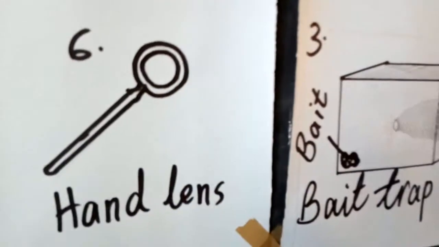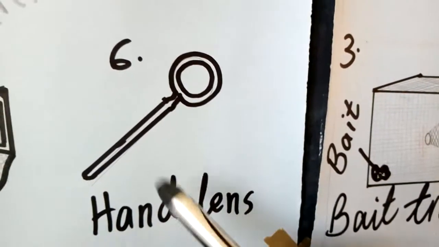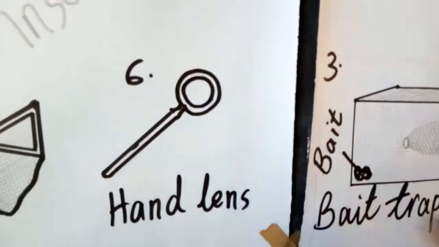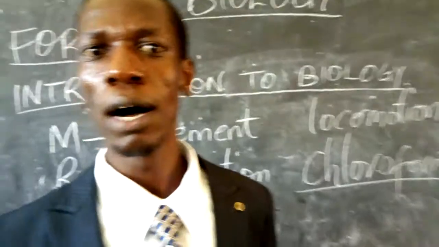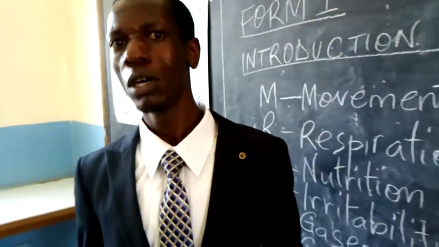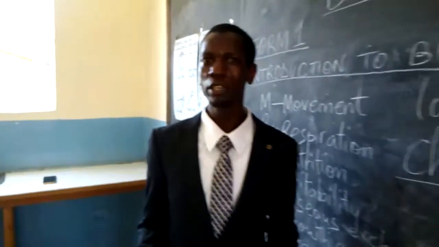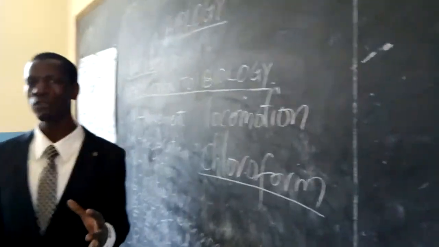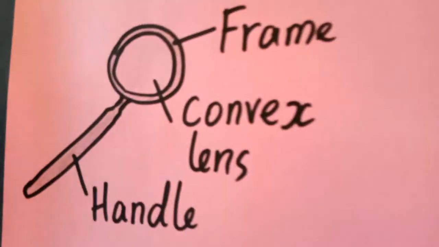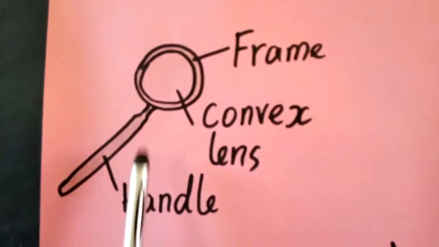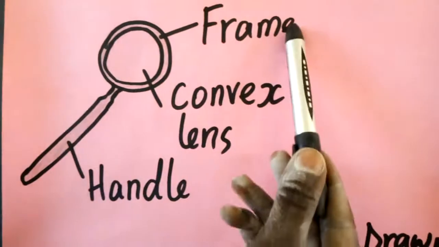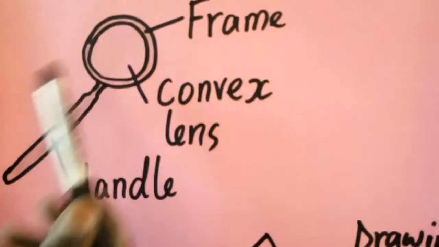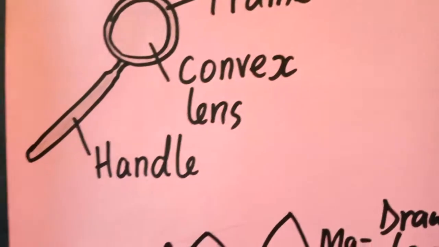A hand lens comprises various regions, that is the handle and the convex lens in it. When you look at the structure of the hand lens, it is meant to magnify small structures and organisms to make them large enough so that they can easily be seen by the naked eyes. The convex lens is at the centermost part of it, and it is also made up of the frame which circles the convex lens and the handle as well.